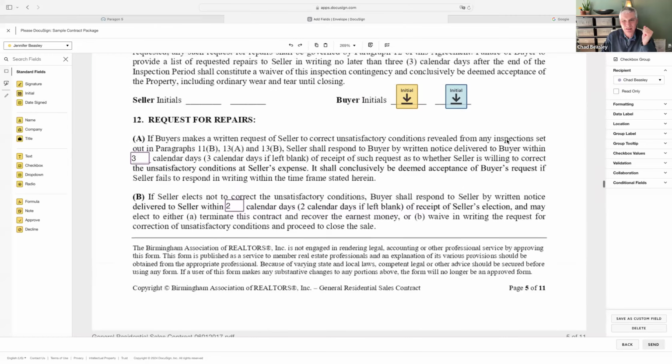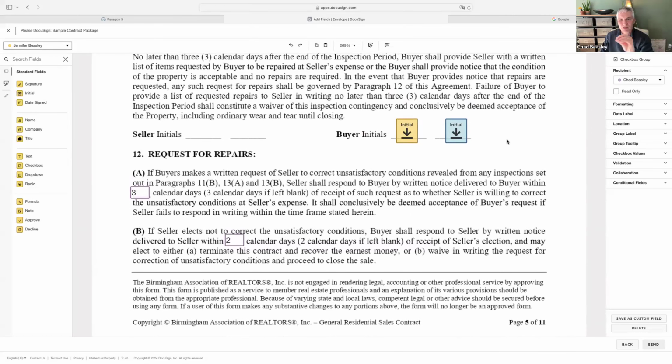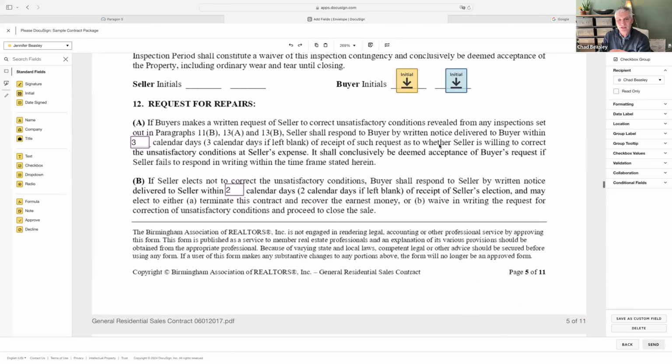So does that all make sense? You get your inspection done, you submit your request for repairs. Under item A, the seller has 3 days or whatever you put in there, but 3 days to look at that and respond. If they respond with anything other than, yes, we'll fix everything, then the buyer has 2 days to decide, are we going to move forward with this or not? And if the seller just lets that 3 days expire and doesn't respond, then it shall conclusively be deemed acceptance of the buyer's request if the seller fails to respond in writing within the time frame stated herein.